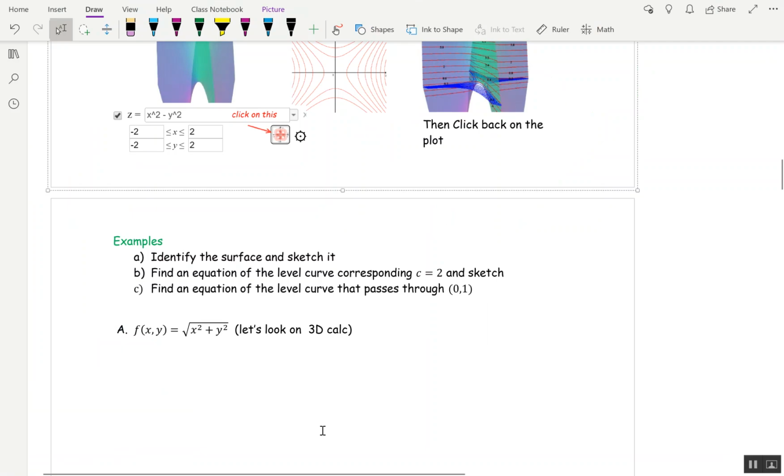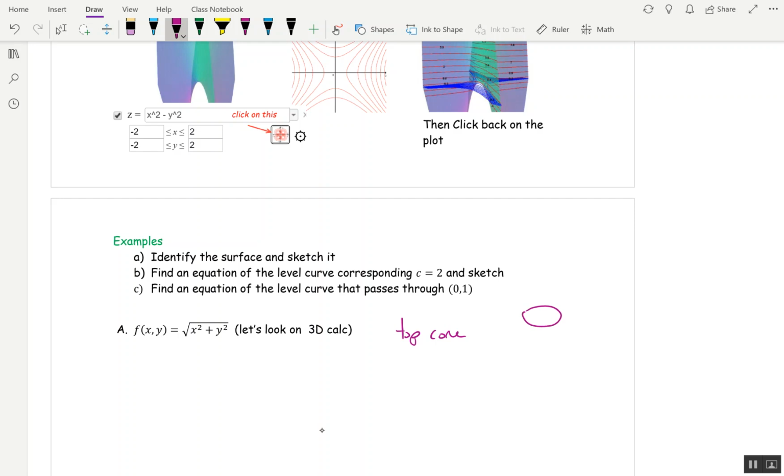Identify the surface and sketch it. Okay, so this is the top of a cone. So we did that part. That's part A. Part B, find an equation of the level curve corresponding to C equal 2 and sketch it. So what we want to do there is set f of x, y equal to 2. All right. So f of x, y is the square root of x squared plus y squared, and I'm setting that equal to 2.